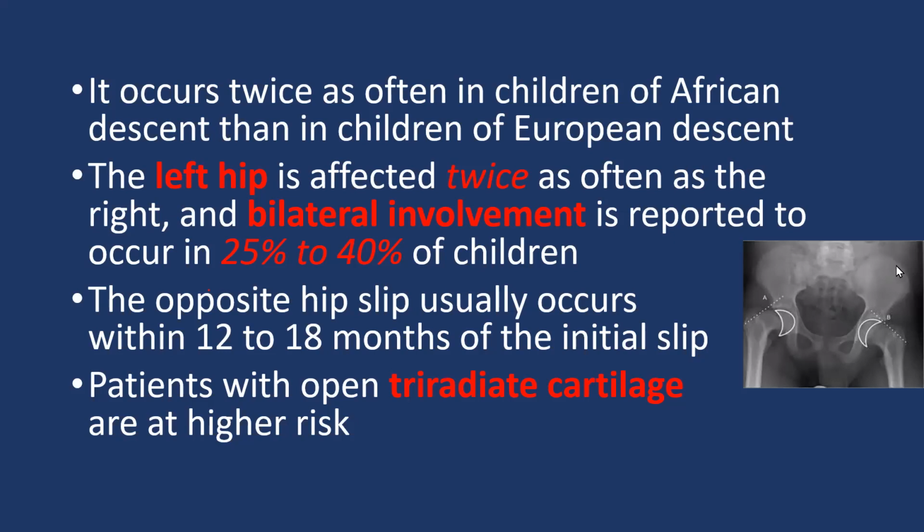If a boy comes to you with slipped capital femoral epiphysis and you identify a Klein line, warn the family that they should continuously follow up this child because he could have a slip in 25 to 40% in 12 to 18 months. Keep this in mind. This would save you problems. Patients with open triradiate cartilage are at higher risk. We mentioned that this is between 10 and 16. Now, if the triradiate cartilage is open, you should worry.